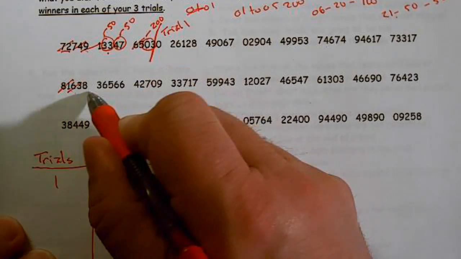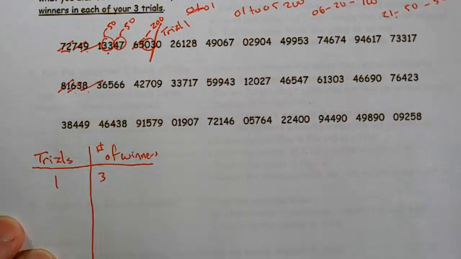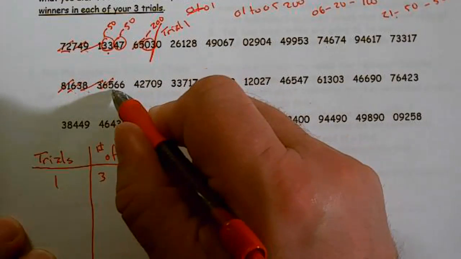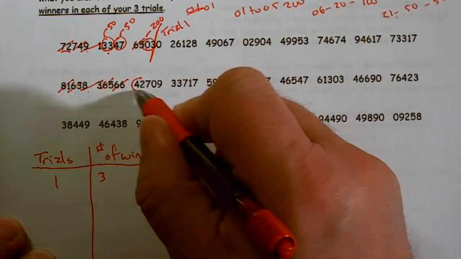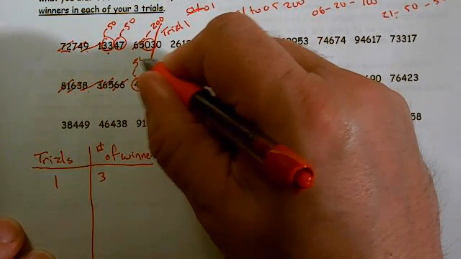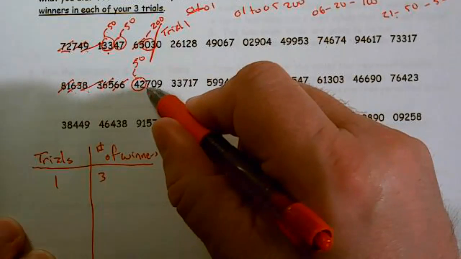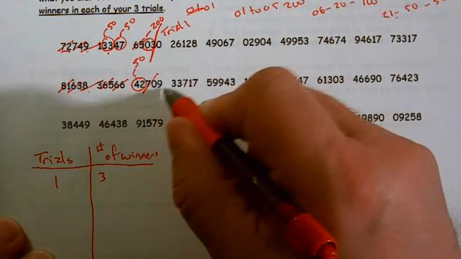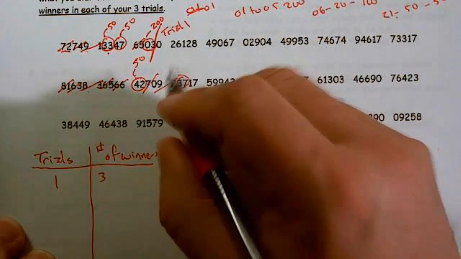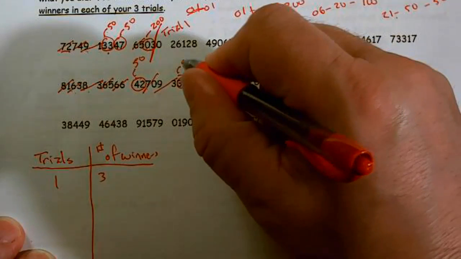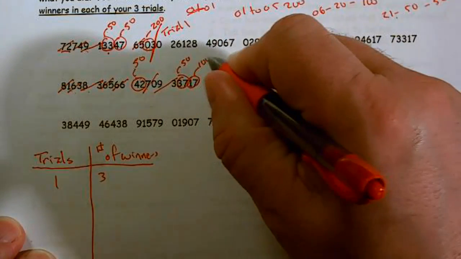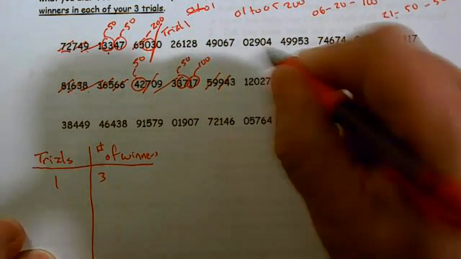63 is a skip. Stretching across, 83 is a skip. 65 is a skip. 66 is a skip. 42, winner, winner, chicken dinner. And they get $50. 70 is a skip. 93 is a skip. 37 is a winner, that gets $50. 17 is a winner, that's $100. 59 is a skip. 94 is a skip.